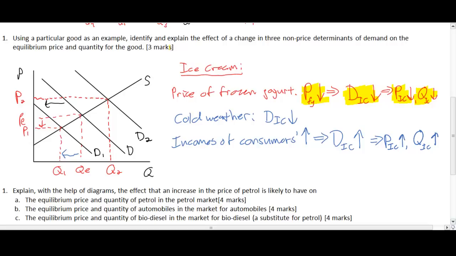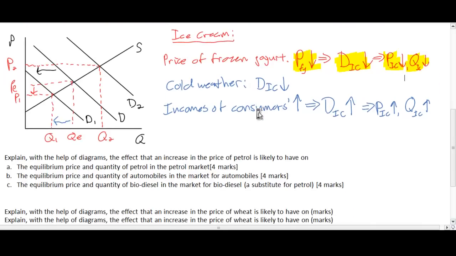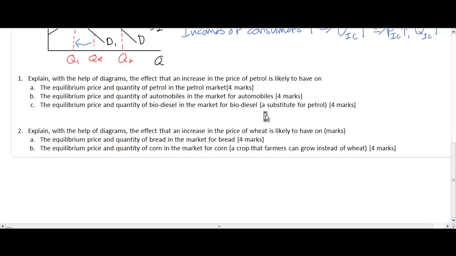Assuming ice cream is a normal good, an increase in consumers' income will cause demand to grow, leading producers to charge a higher price and produce a greater quantity. So that's an answer to the second question on this test. Let's scroll down and look at the third question.